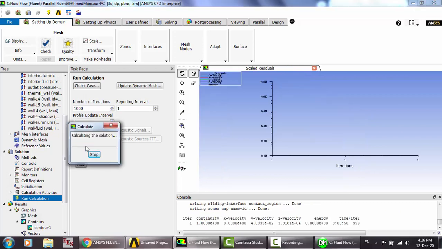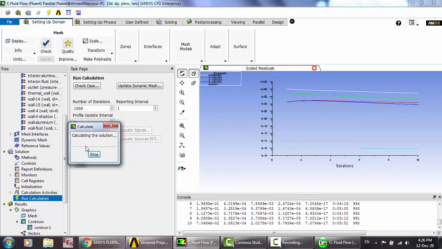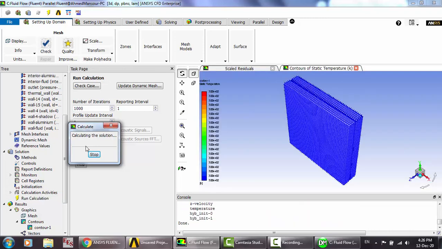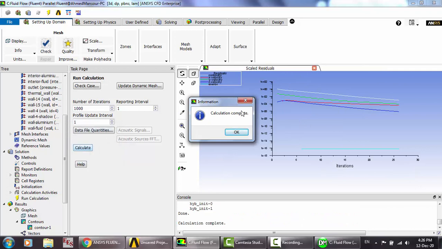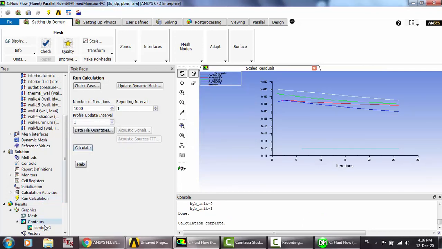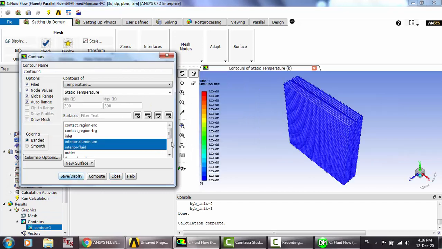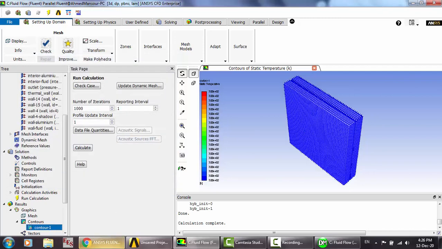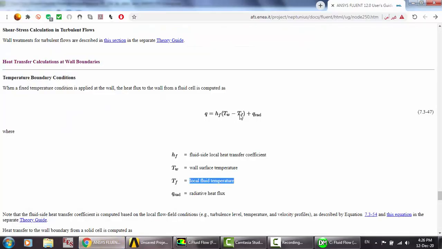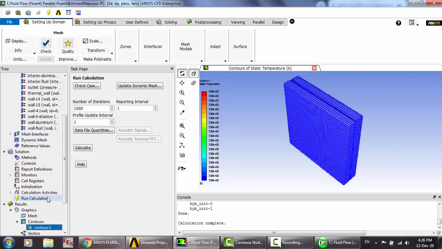Calculate again. Okay. Contours, it's the temperature. Nothing happens, because the free stream is 300, like the wall temperature. The wall temperature is 300 because of the air temperature of 300. That's why there is no heat transfer. Okay, there is no heat transfer.